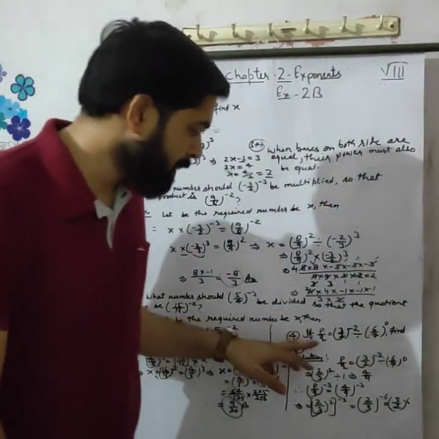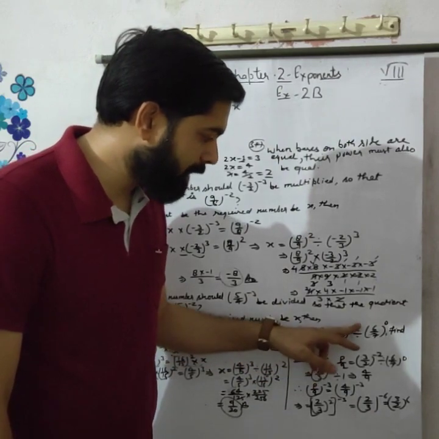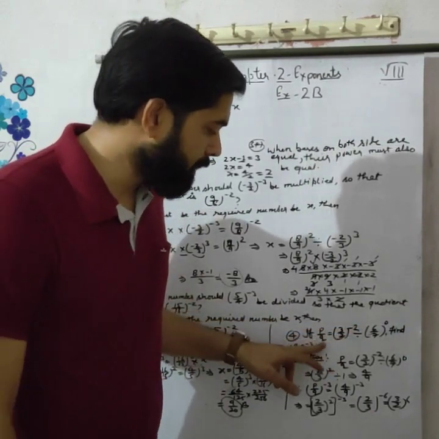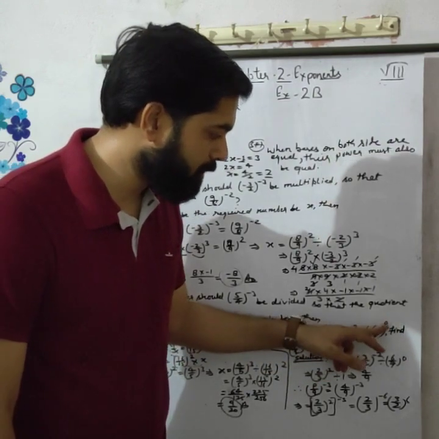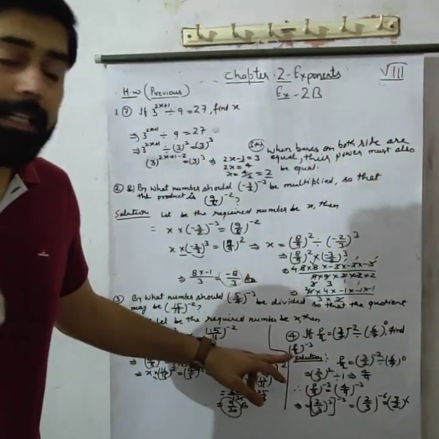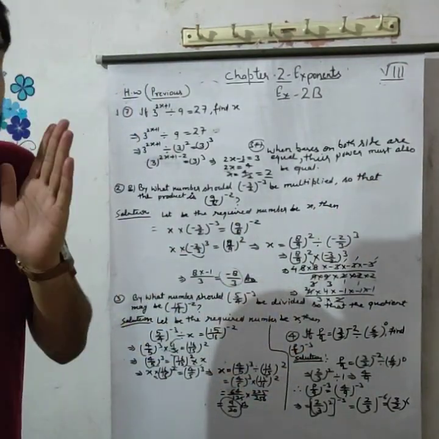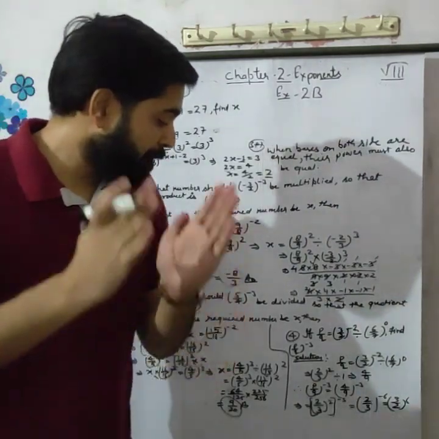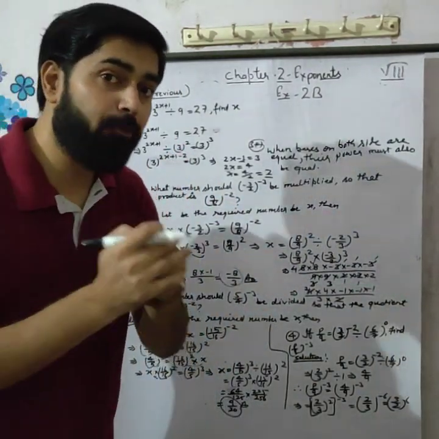Now the last question is: if p/q is equal to (3/2)^-2 divided by (6/7)^0. This is a different type of question. Find, what is it saying to find? Here, find (p/q)^-3. Here the question is saying find (p/q)^-3, and what do we have?